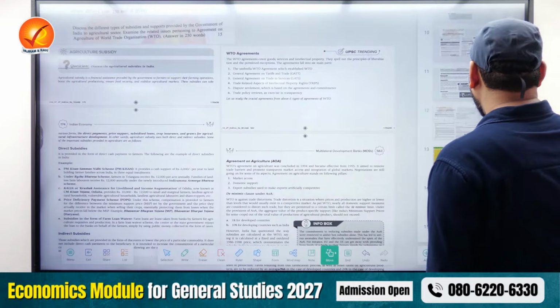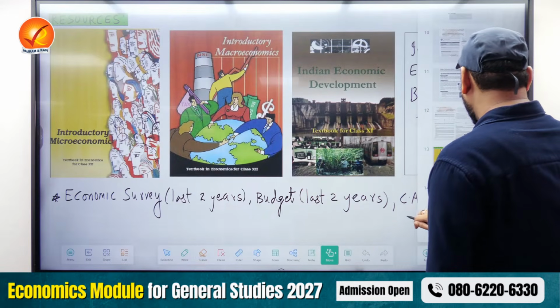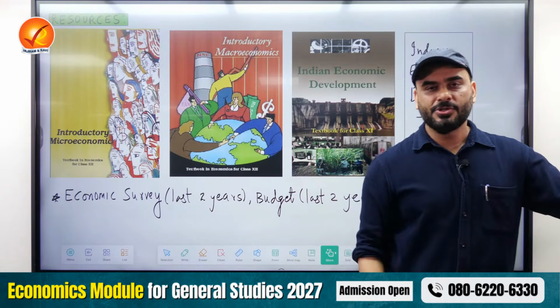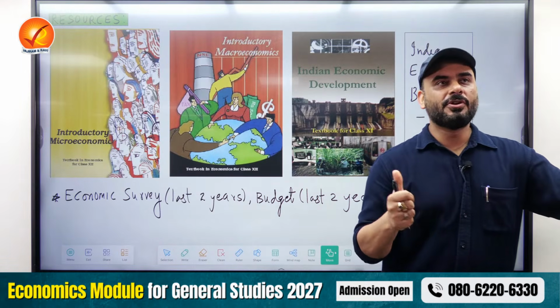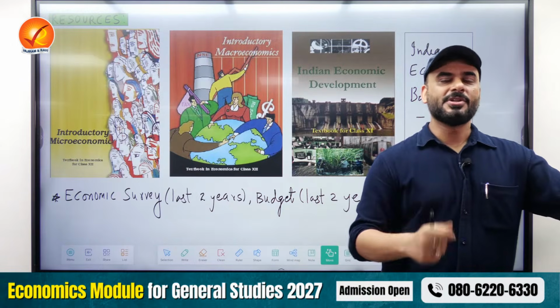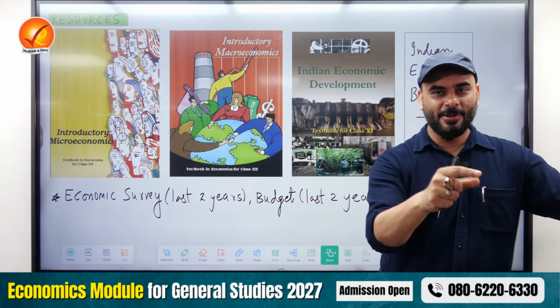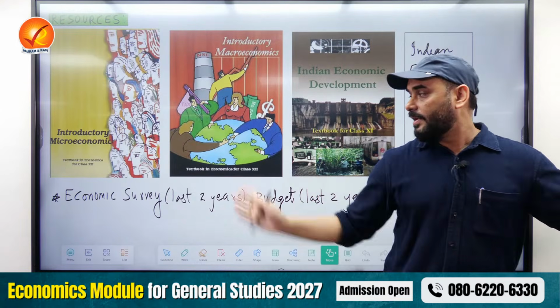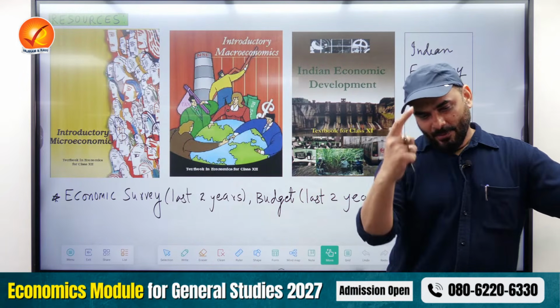Now, let me tell you what exactly we cover in the class. There are 2-3 things that we do in the class. I told you it's not rocket science. It's a combination of static plus current plus a lot of hard work from your side and a lot of hard work from our side. It's a combined effort. We start our lectures with NCERTs. But I want to tell you something.